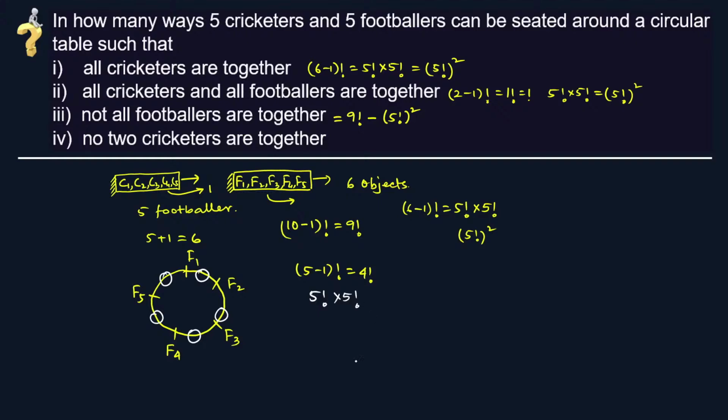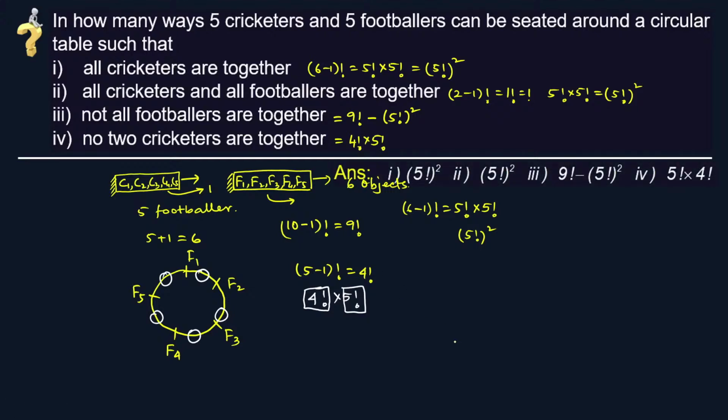Tell me yes or no, because this will be your linear permutation. Therefore, no cricketers will be together. That is why I have written 2 times factorial 5. This is actually factorial 4, right? Factorial 4 is the number of ways in which 5 footballers are placed on the circular table. And factorial 5 is the total number of ways when the cricketers are placed in the vacant seats in between. Therefore, no 2 cricketers will be together. The total number of ways is factorial 4 into factorial 5. Is it clear to all of you?